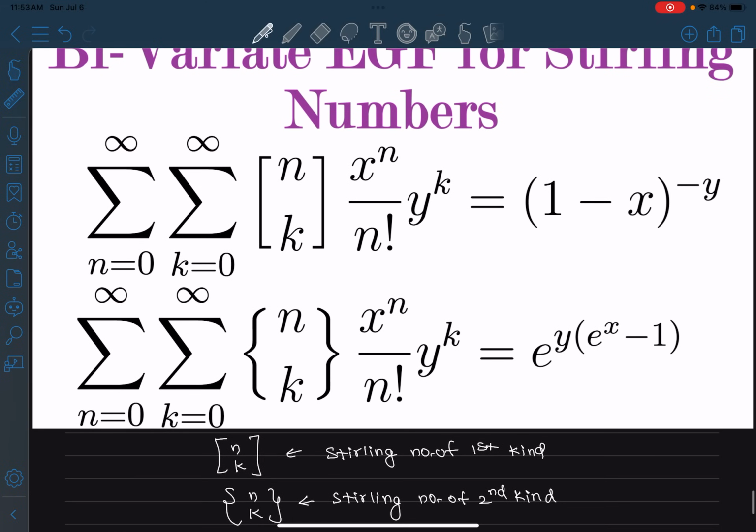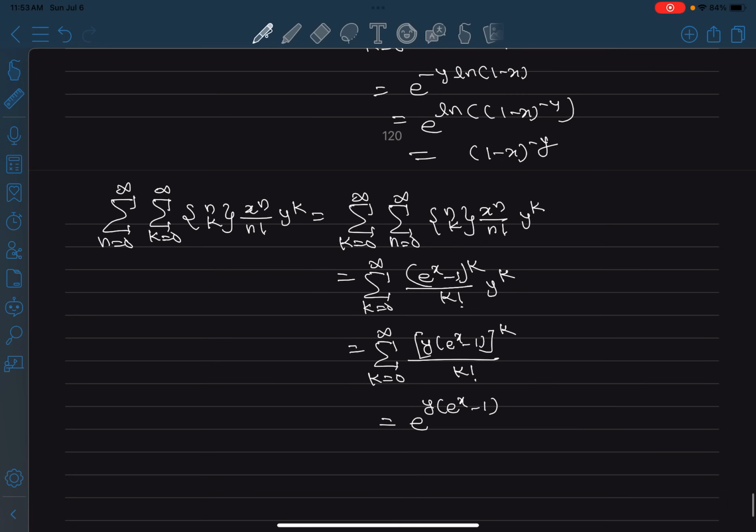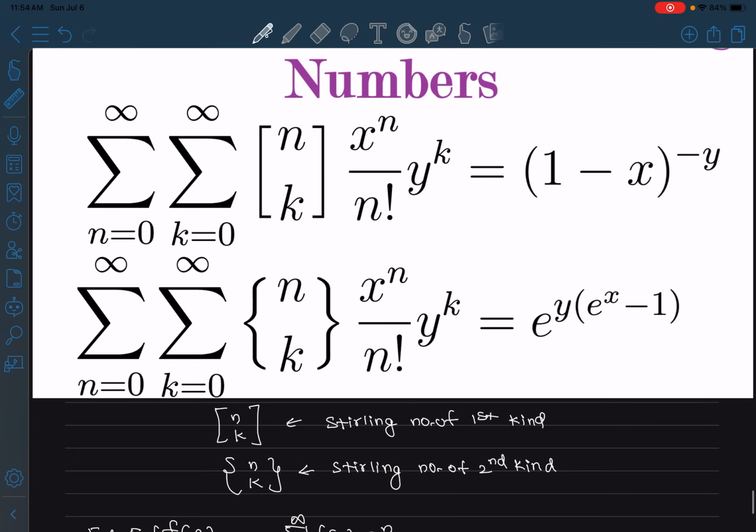So actually, proving these two was easy because we already had the main result. But yes, it feels good, it feels accomplished, to be able to use your results and derive these new beautiful formulas.